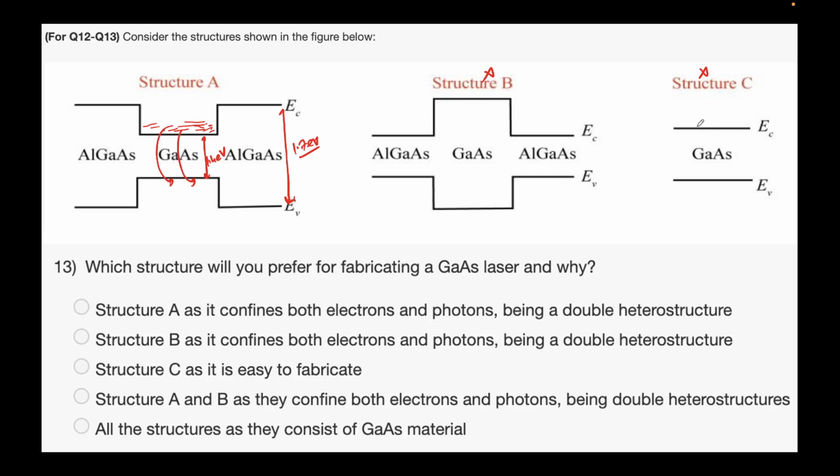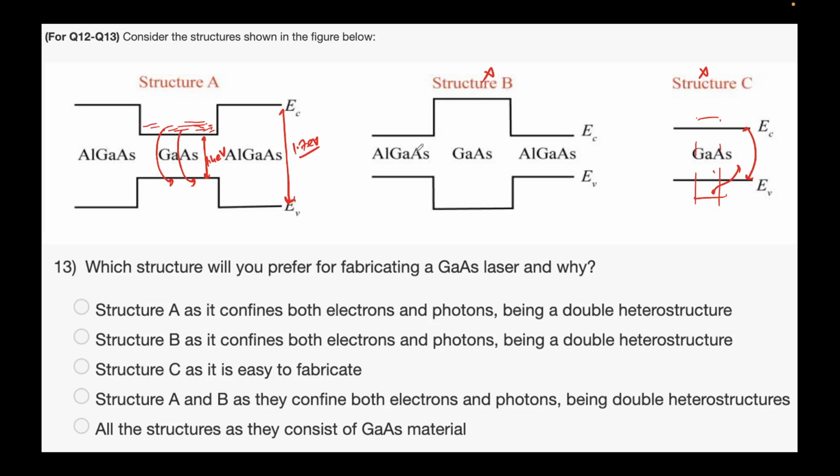For instance, if you shine light here and your active material is only this much, a photon can escape and cause emission or absorption elsewhere, which is inefficient. We don't want that; we want it to be confined. So the electrons are confined due to the band gap of the heterostructure, and the photons are confined because there is a difference in band gap. The photons are available only to this gallium arsenide region. Electrons will not be confined here.